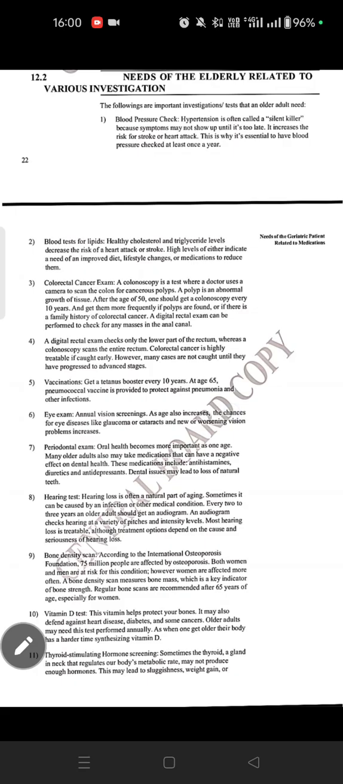So that is it, and you can use it. Then colorectal cancer. Colorectal cancer screening mainly looks for cancer polyps. Abdominal growth can be there.